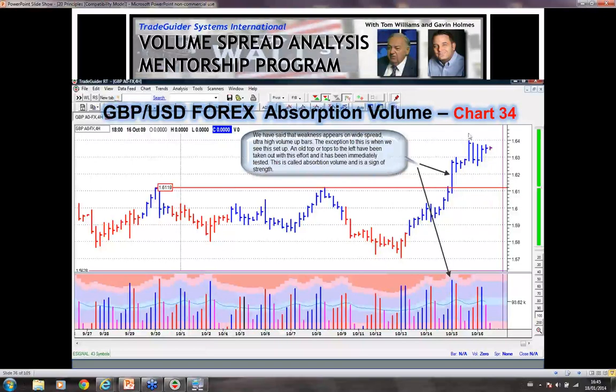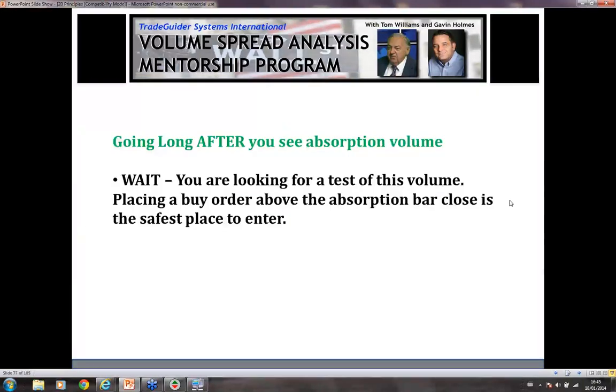Doesn't happen very often, but in bull markets like we're seeing right now in the S&P and the Dow and the Nasdaq, you see these signals quite a bit. Any questions on absorption volume? And again, the rule to trade it, you must look for a test.